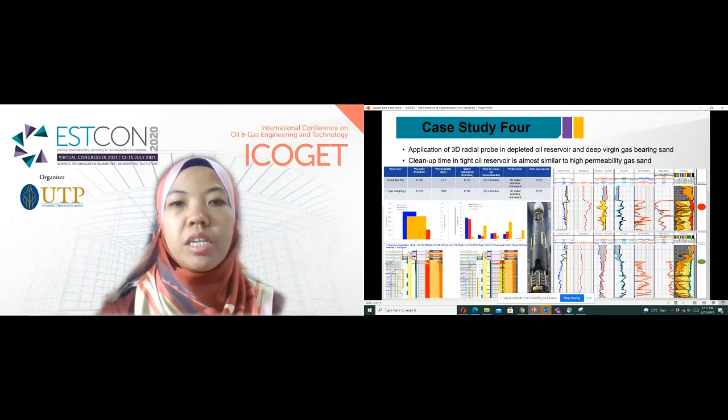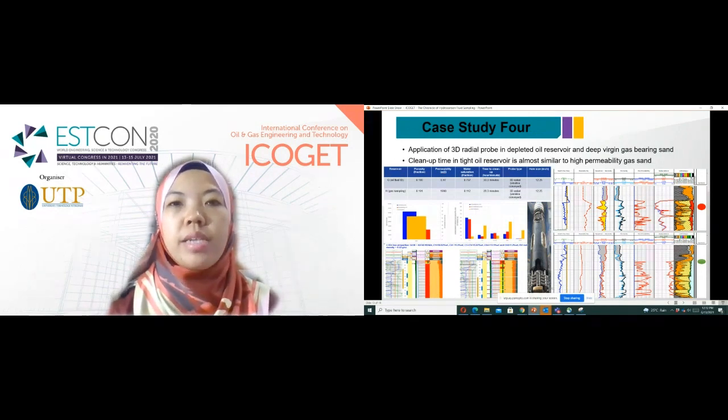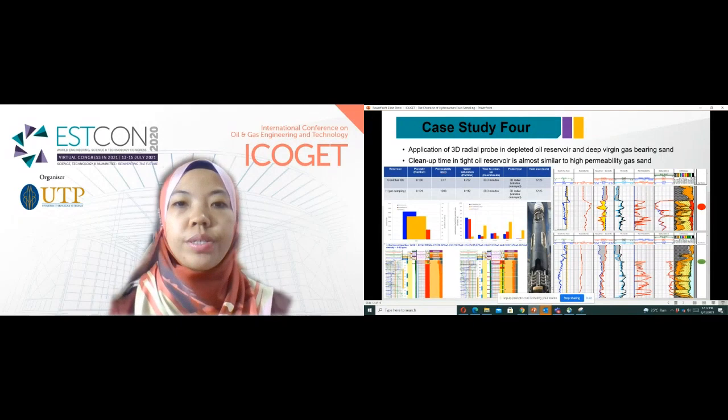Case study number 4 sees the deployment of the 3D radial probe in 2 hydrocarbon fluid identification stations. The first station involved gas-bearing sandstone with good porosity and permeability readings, while the second station involves a depleted oil reservoir at a much lower porosity and lower permeability. Regardless of the fluid type and the rock quality, it is observed that this 3D radial probe is giving pretty much similar cleanup times, between 28 minutes and 33 minutes respectively. So it is proven that the 3D radial probe is less sensitive to tight formation and gives the advantage of faster cleanup time in tight reservoir rock.